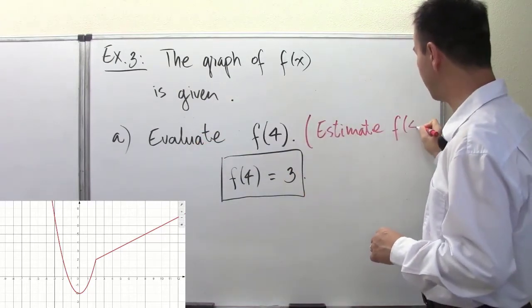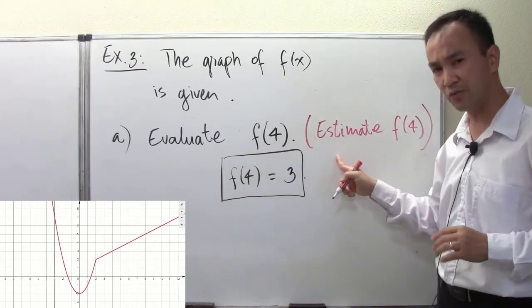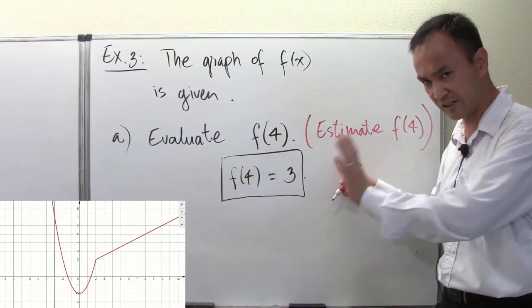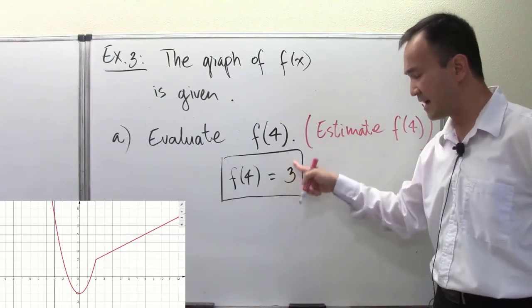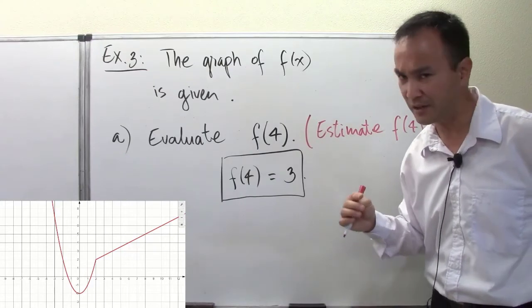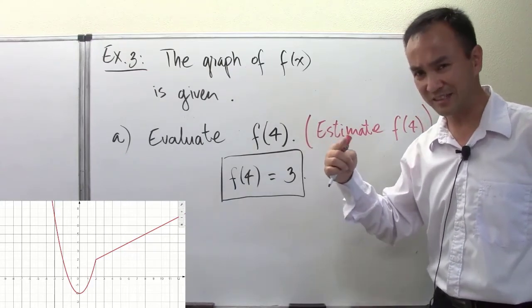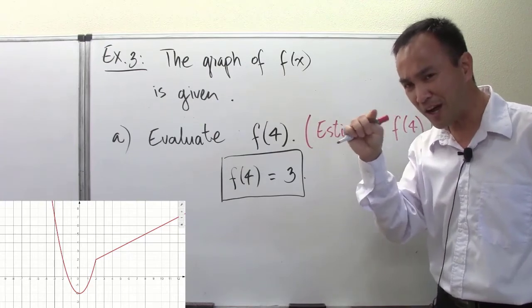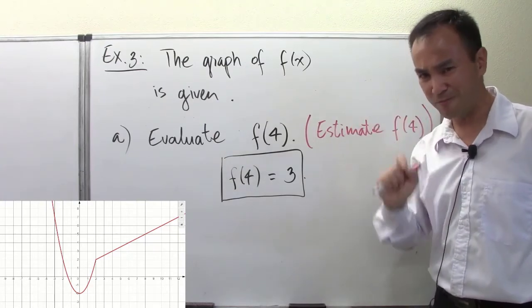So watch out, sometimes some textbooks also word the exact same problem as estimate f of 4. That means we're simply looking at the graph, and everybody's eyes see things differently. I see the vertical height as a 3, somebody else might see that as a 3.5, somebody else as a 3.01, somebody else as a 2.99. It all depends on how people are seeing it.